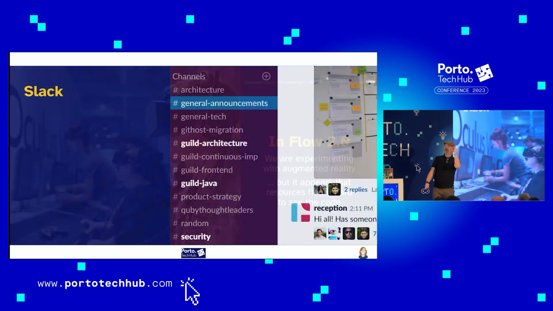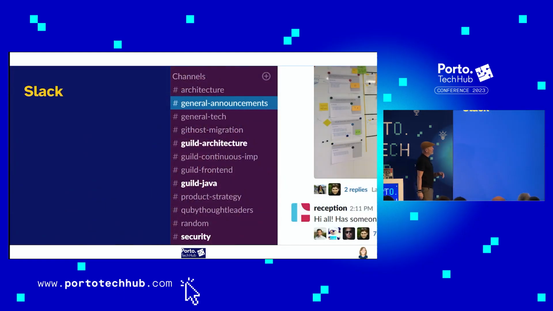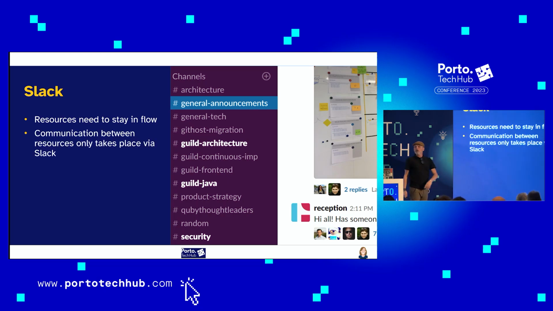So we introduced Slack. Slack is the next mandatory tool. Because we need to stay in Flow, we're not allowed to talk to other people. That means we communicate through Slack. Even if the resources are sitting right next to you, they'll send you messages, right? Why is that? Well, because they're wearing the noise-canceling headphones and they don't want to be interrupted, right? So that's what we do.